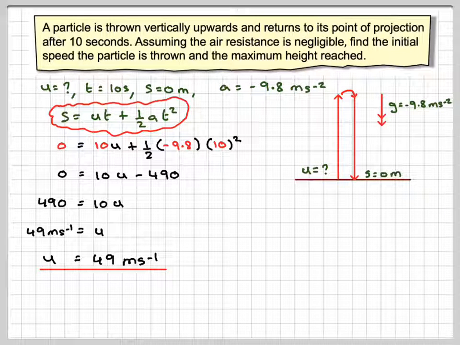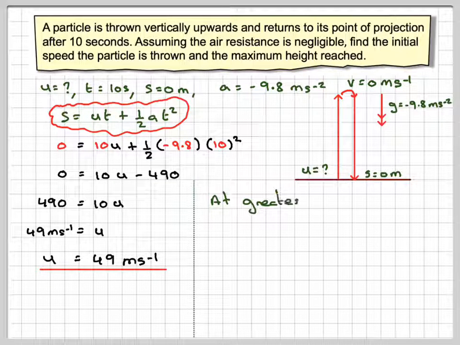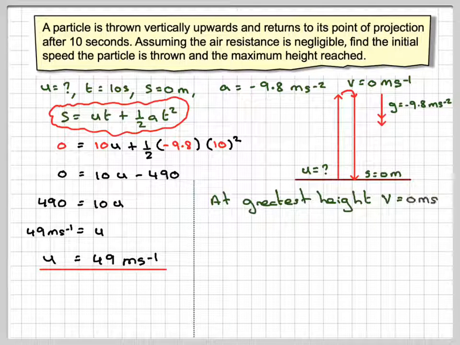That's the initial velocity. Right, having found that, we can now find the maximum height reached. At the maximum height, V is equal to 0. So at the greatest height, V is equal to 0.